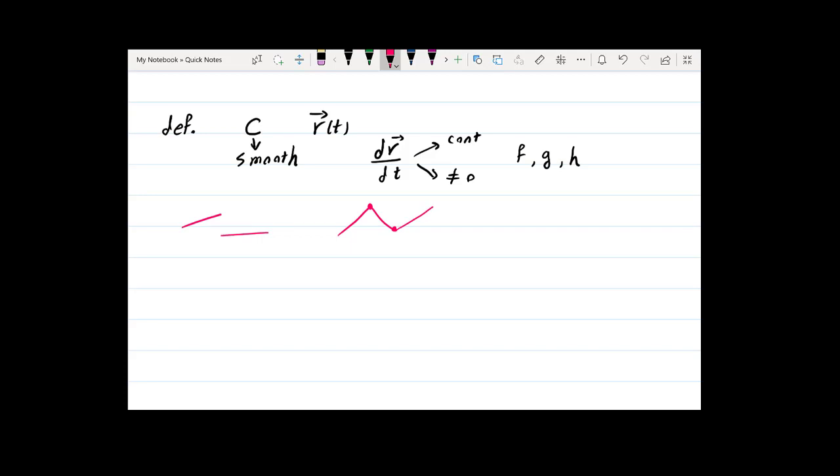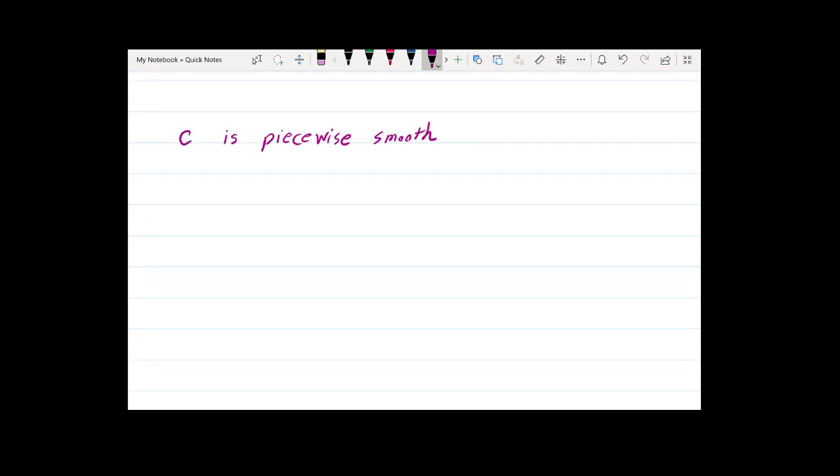And when we say it is never zero, it means there is no maximum or minimum point on the curve. The next definition is about piecewise smooth curve. We say C is a piecewise smooth curve whenever it is made up of a finite number of smooth curves that are connected continuously to each other.